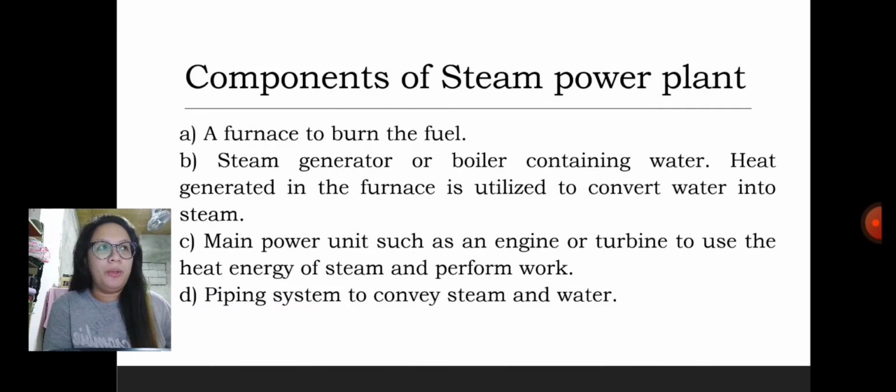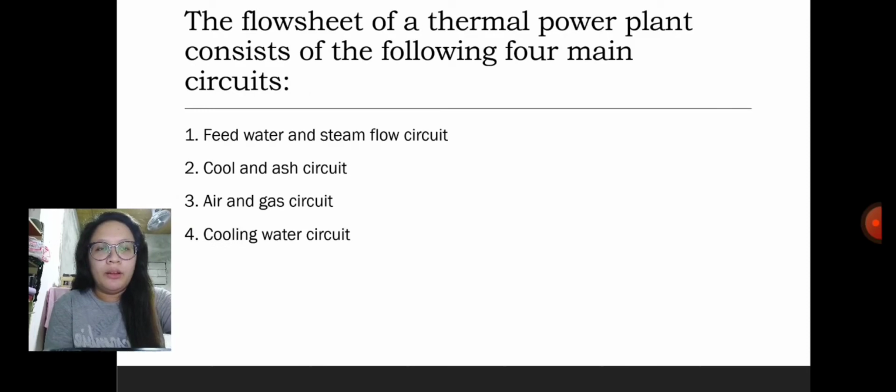Components of steam power plant. A. A furnace to burn the fuel. B. Steam generator or boiler containing water. Heat generated in the furnace is utilized to convert water into steam. C. Main power units such as an engine or turbine to use the heat energy of steam and perform work. D. Piping system to convey steam and water. The flow sheet of a thermal power plant consists of the following four main circuits: feed water and steam flow circuit, coal and ash circuit, air and gas circuit, and cooling water circuit.